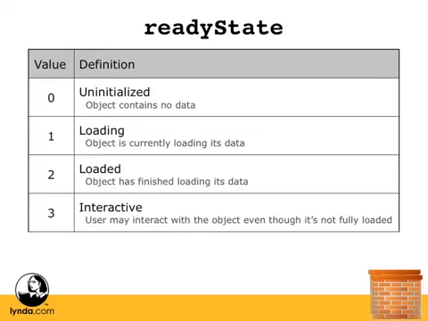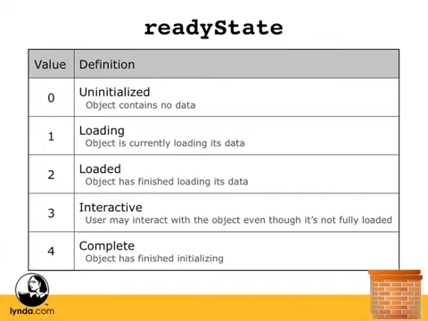When it has a value of 3, the official name for it is interactive, which means that the user can interact with the XML HTTP request object, although it isn't fully loaded, so I wouldn't really recommend it. And lastly, the value 4, which is complete. This is the one that you're going to be checking for almost every time, because in general, you're not going to want to take a look at the request until it's done initializing.